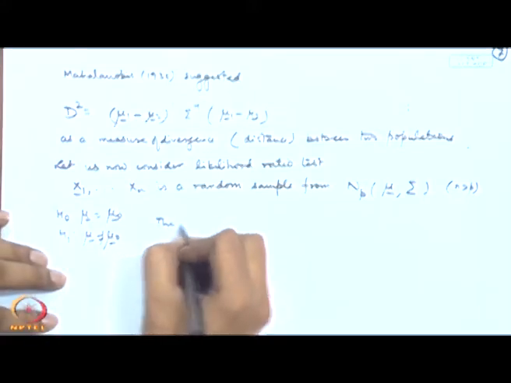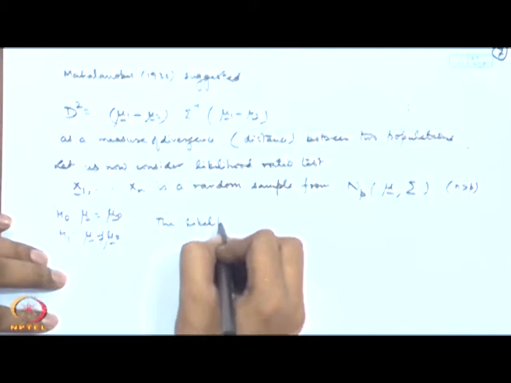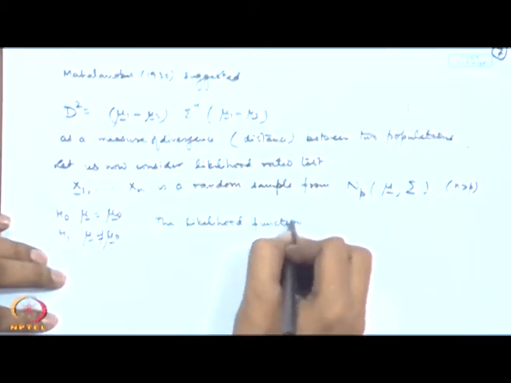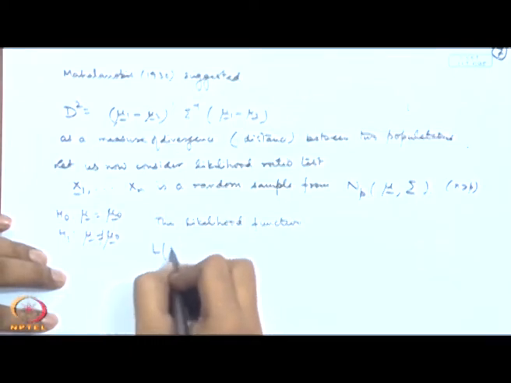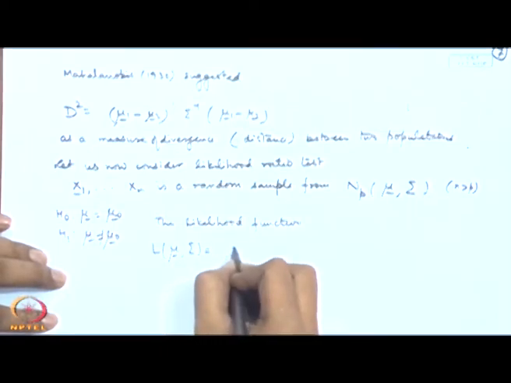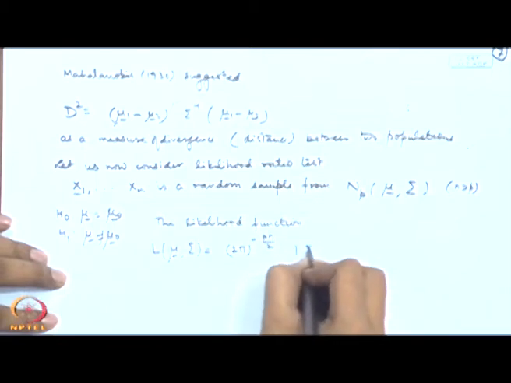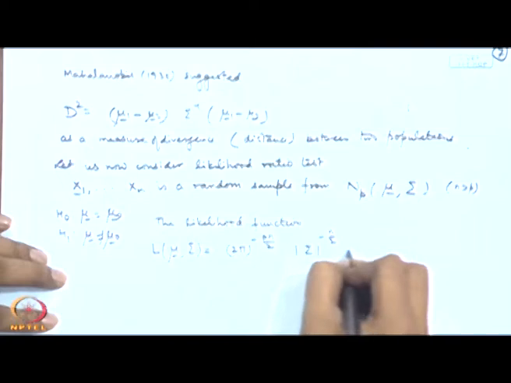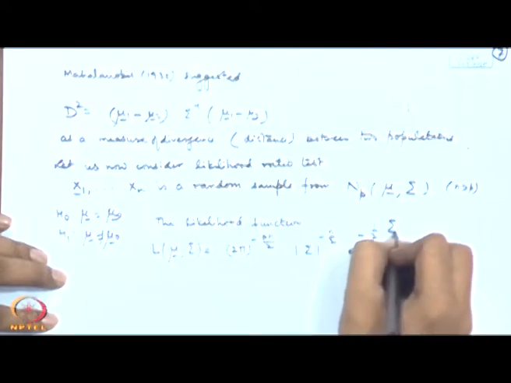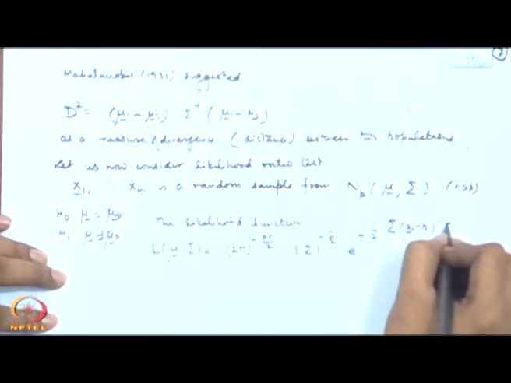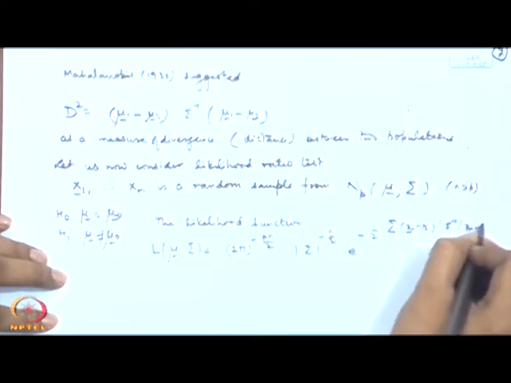The likelihood ratio criterion involves the likelihood function. So, we calculate the likelihood function here: (2 pi) to the power minus pn by 2, determinant of Sigma to the power minus n by 2, e to the power minus 1 by 2 sum of (x_i minus mu) prime Sigma inverse (x_i minus mu).